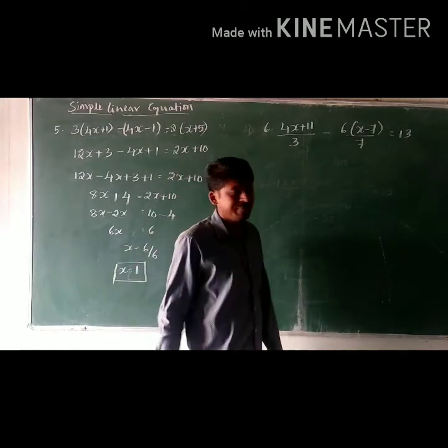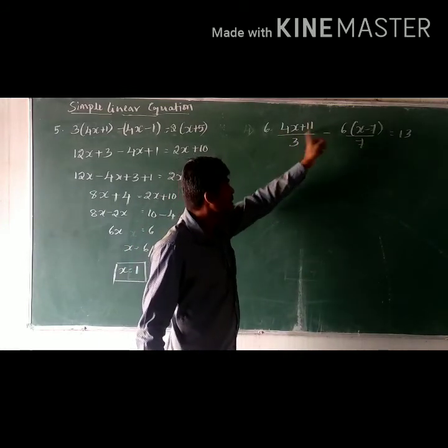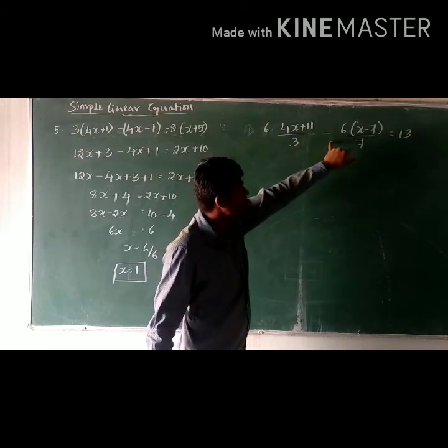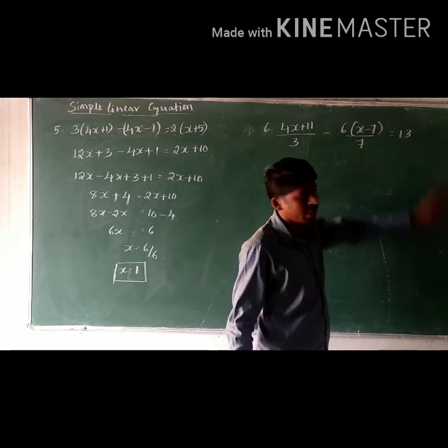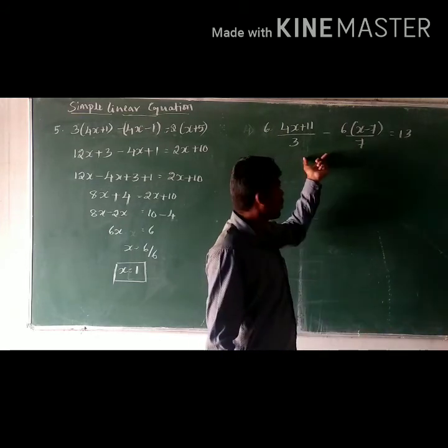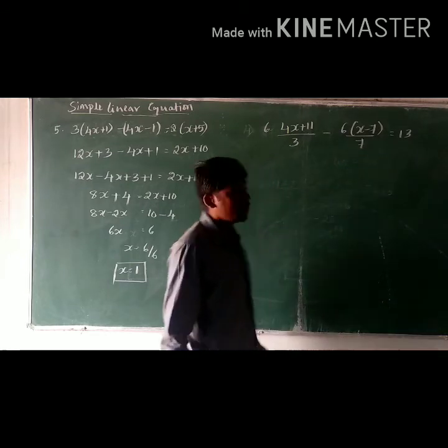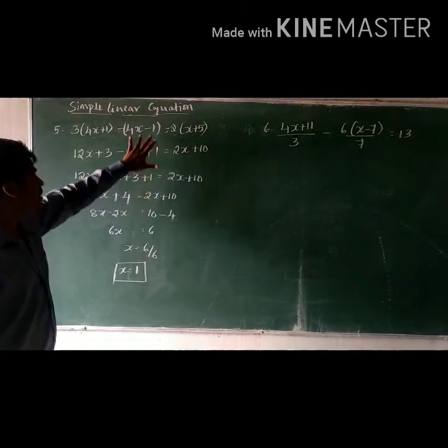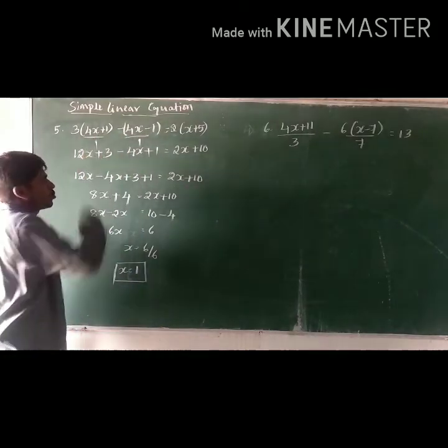Okay, let's see the sixth problem. The sixth problem is 4x plus 11 divided by 3, minus 6x minus 7 divided by 7, is equal to 13. In this problem, there is divided by 3 and divided by 7. When there is a common denominator problem, below you consider as 1.